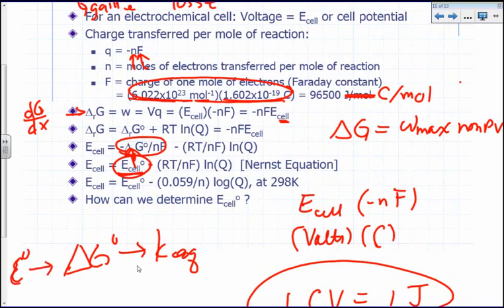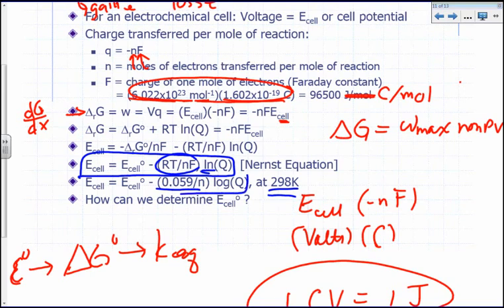This equation, by the way, is what is known as the Nernst equation. You've learned that in your earlier courses. At 298 Kelvin, so that's at room temperature, this RT over nF and this natural log, you can change that to a base 10 log. If you do that, you can replace that by 0.059 over n times log of Q. So that's another form of the Nernst equation that you may have encountered.